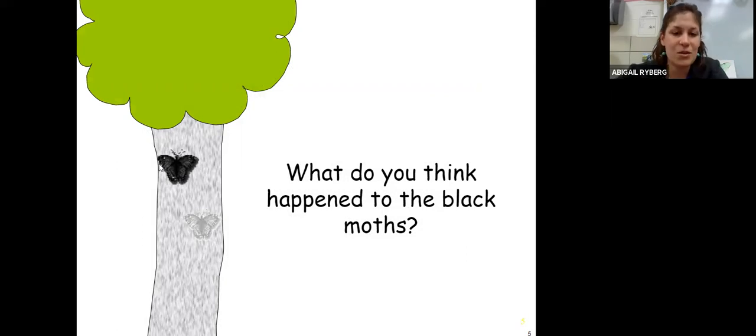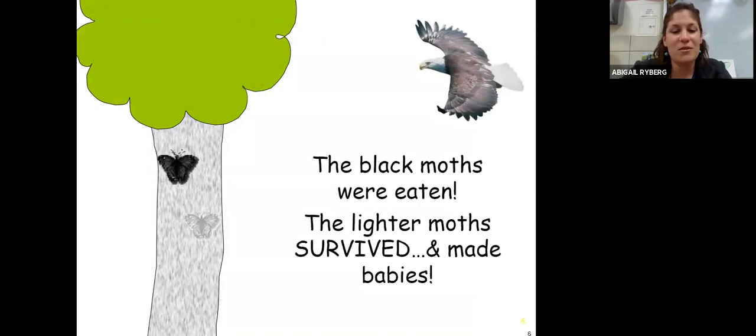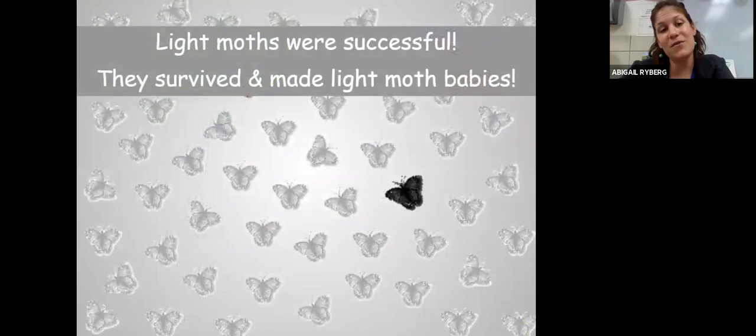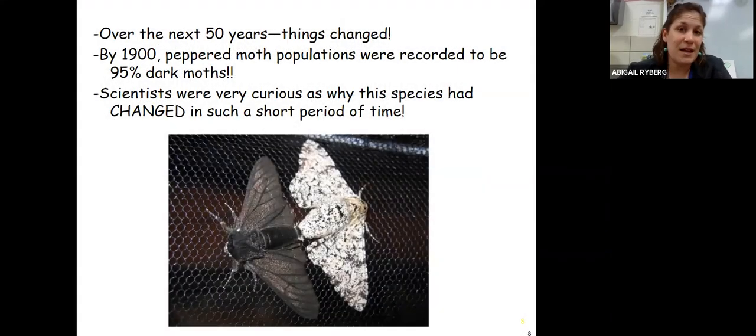So what do you think happened to the black moths? Well, if you're a hungry bird, which moth is going to be easiest to see and gobble up? The black one, right? So the black moths were eaten, and the lighter moths survived, made babies, and passed on the genes to be pepper colored to their babies. So light moths were really successful. They survived and made light moth babies. Over the next 50 years, things changed.